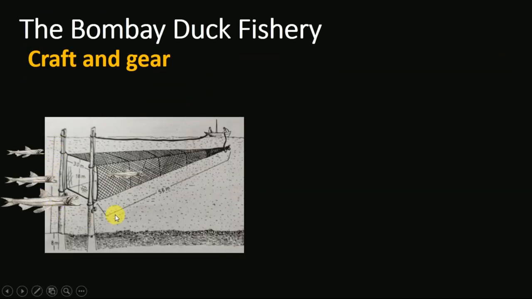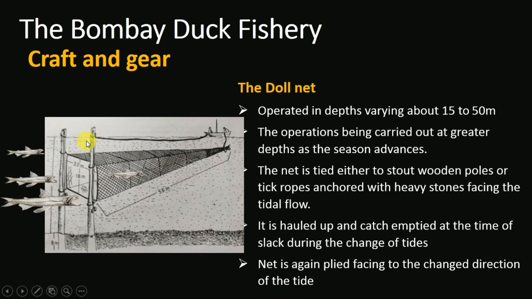These are the dole nets, which are used on the west coast, particularly Maharashtra and Gujarat. Here it is operated at depths varying from 15 to 50 meters, with the operation carried out at a greater depth as the season advances. The net is tied either to stout wooden poles or stick ropes anchored with heavy stones, facing the tidal flow.